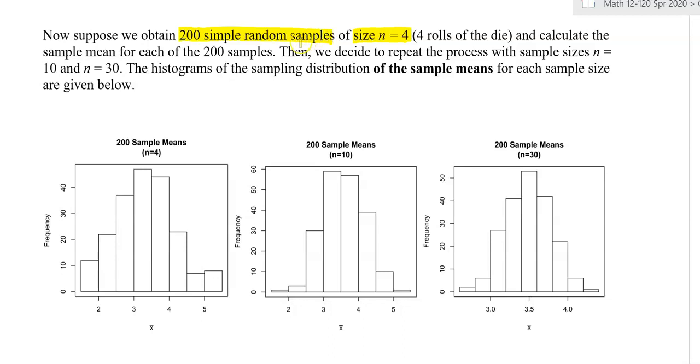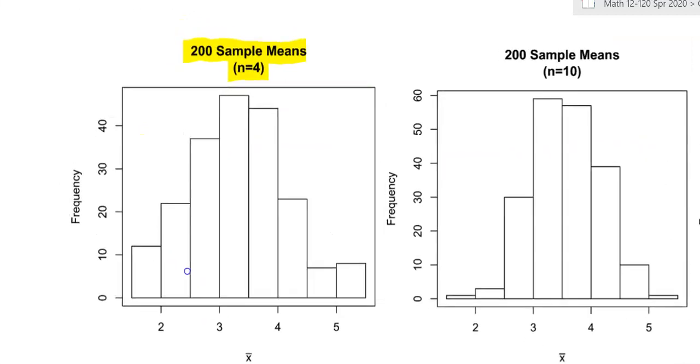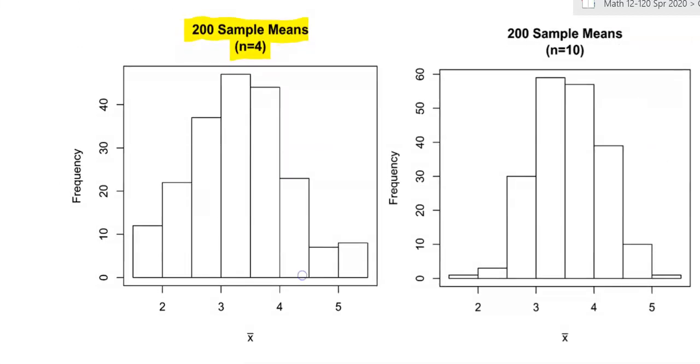Okay? That means we're going to obtain 200 x bars, right? Because for each of these, we're going to calculate the sample mean for each of those 200 samples. So then you end up with 200 x bars. Once you take those 200 x bars based on the 4 rolls for each, and you graph these x bars, then you obtain this distribution.